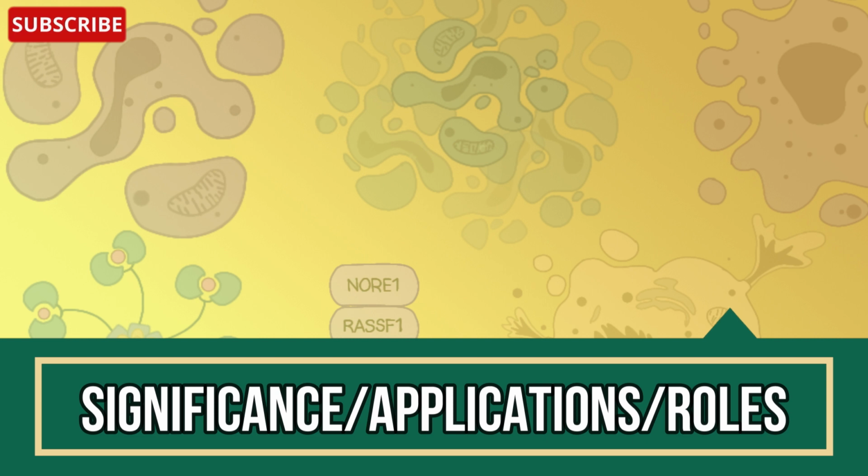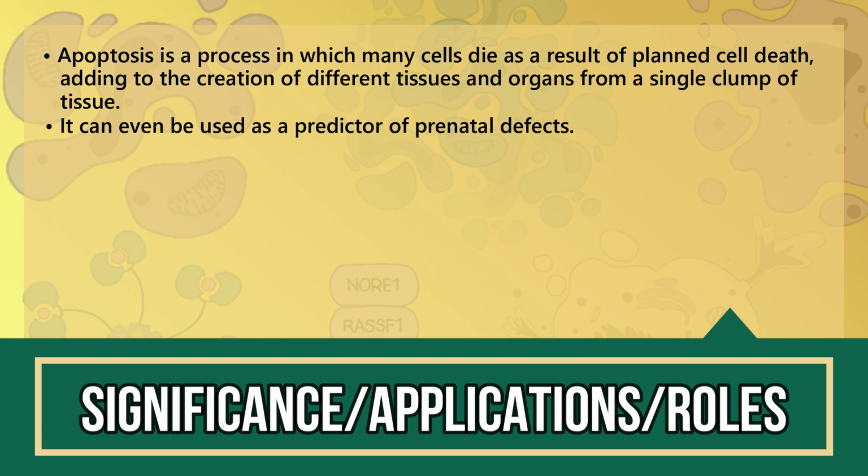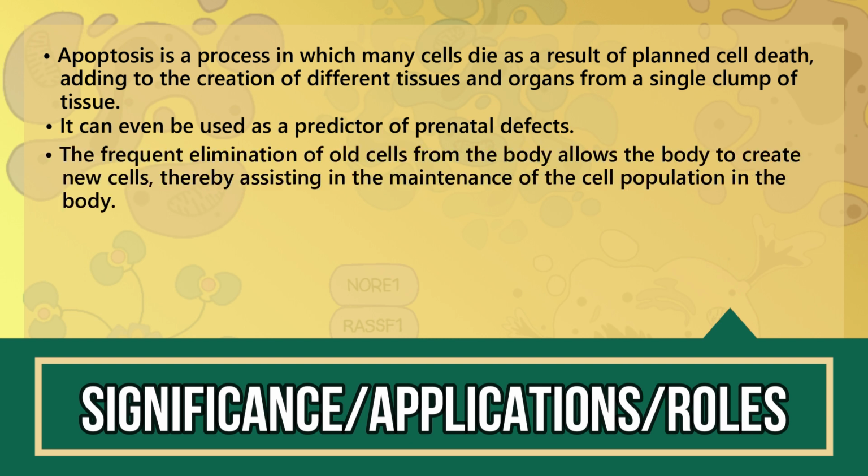Apoptosis significance, applications, and roles. Apoptosis is a process in which many cells die as a result of programmed cell death, contributing to the creation of different tissues and organs from a single clump of tissue. It can even be used as a predictor of prenatal defects. The frequent elimination of old cells from the body allows the body to create new cells, thereby assisting in the maintenance of the cell population in the body.